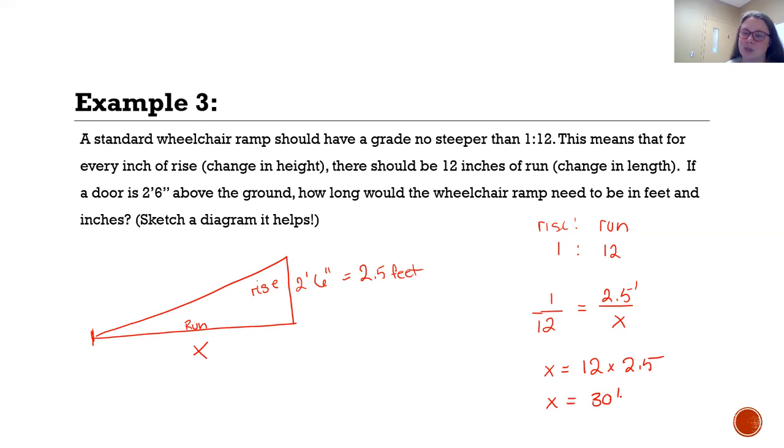So 12 times 2.5 gives us 30 feet altogether, and no inches. It's one of those questions that sometimes just saying how many feet and inches are there can kind of throw a person because you're expecting there to be inches, but there's actually not. So it's just 30 feet, no inches.